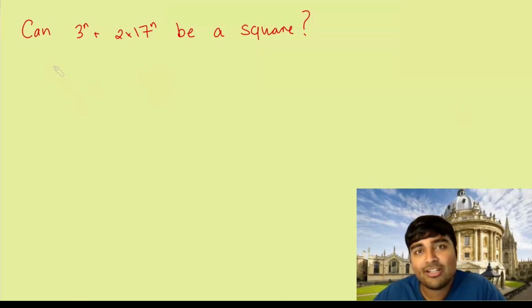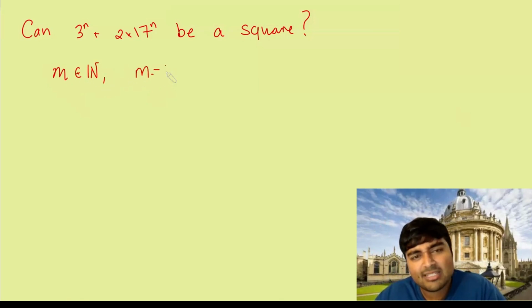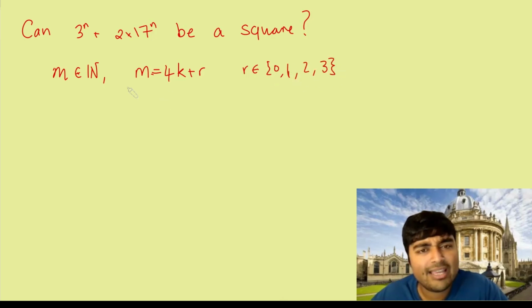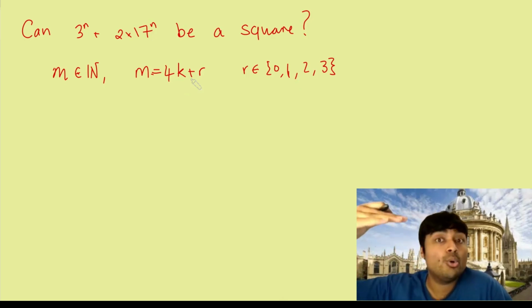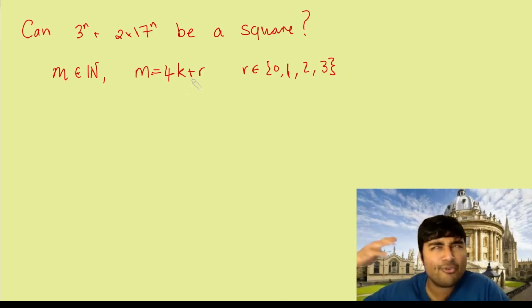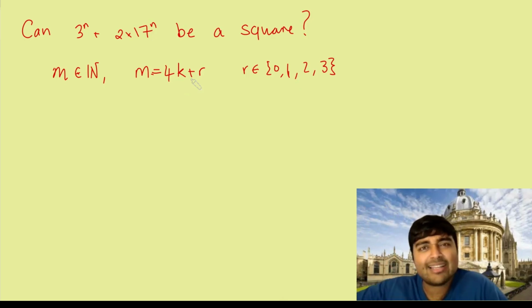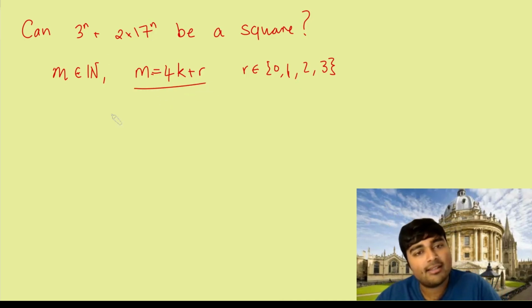So let's take an arbitrary number, say m, a natural number. Then I can say m is 4k plus r, where r is either 0, 1, 2, or 3. So any positive integer m is either a multiple of 4, in which case r is 0, or 1 more than a multiple of 4, or 2 more, or 3 more. Because if it's 4 more than a multiple of 4, it's just the next multiple of 4, and you go back. Okay, so any integer m can be written like this.